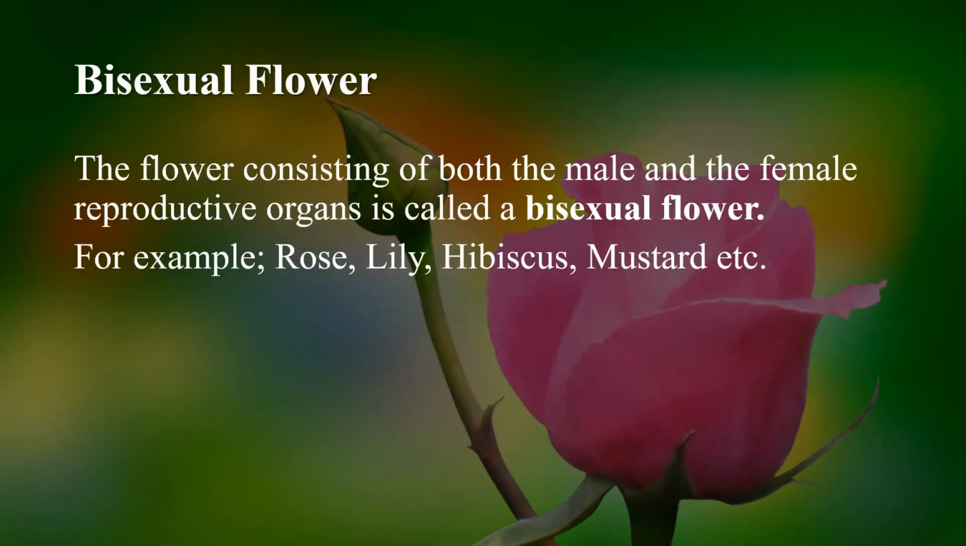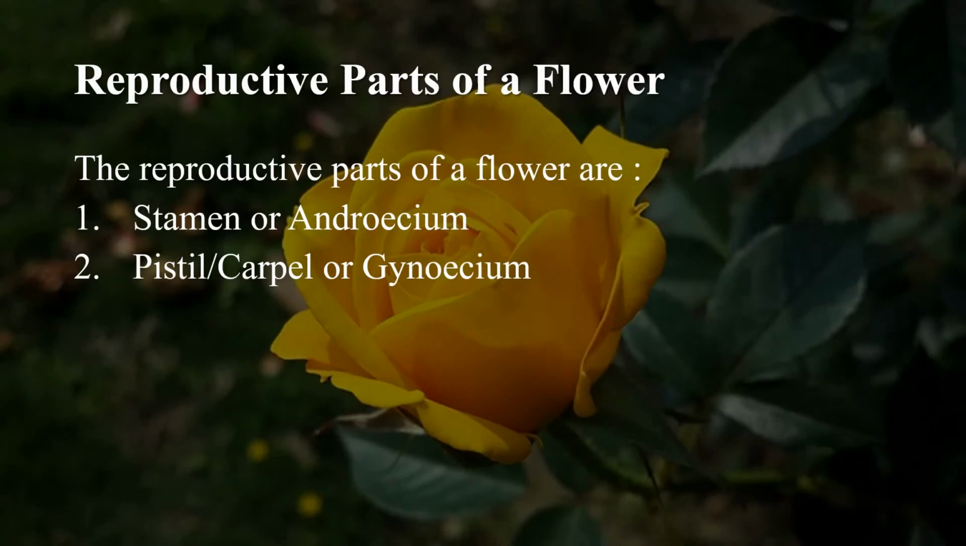And now let us know about the bisexual flower. The flower consisting of both the male and the female reproductive organs is called a bisexual flower. For example, rose, lily, hibiscus, mustard, etc. These are bisexual flowers. And students, did you know what are the reproductive organs of a flower? So let us know about the reproductive organs of the flower.